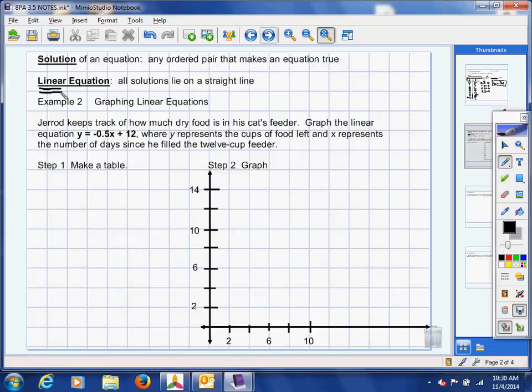Jared keeps track of how much dry food is in his cat's feeder. Graph the linear equation y equals -1/2 x plus 12, where y represents the cups of food left and x represents the number of days since he filled the 12-cup feeder. Now this is one we're going to tackle tomorrow. I don't really have time to finish this today. But they're telling you how to get this set up. You're going to do this just like example 1. You're going to make your table, then we're going to figure out the points, and then we're going to graph. So I'll table that until tomorrow. It's not a big deal. We can definitely tackle that tomorrow.